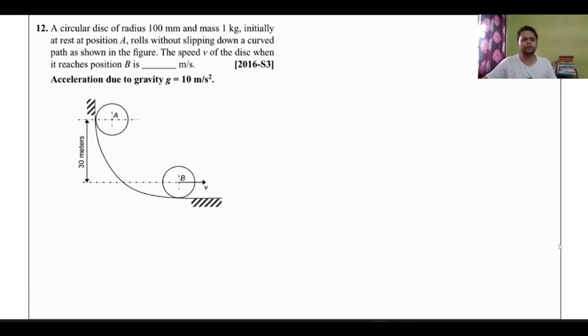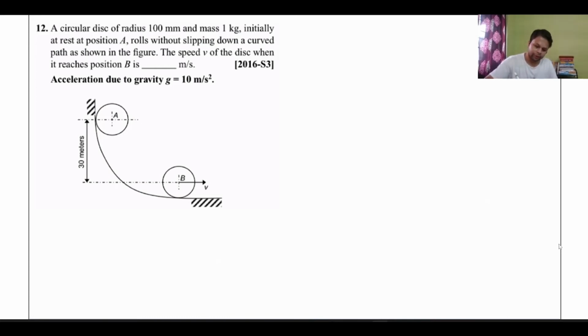A circular disc of radius 100 mm and mass 1 kg, initially at rest at position A, rolls without slipping down a curved path as shown in the figure. The speed v of the disc when it reaches point B is. Okay, so this is again a good question from the chapter of rolling. Right? So basically we'll use conservation of mechanical energy here.